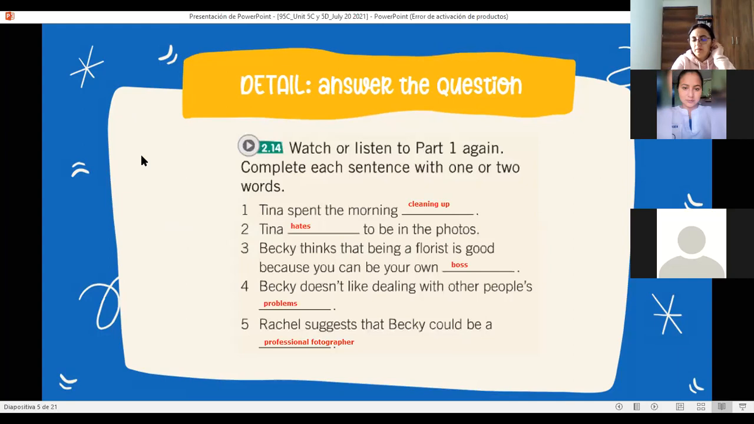Yes, this would be the right answer. Rachel was suggesting that Becky could use her hobby of taking pictures and become a professional photographer. And this could be her job, okay? A job that she enjoys doing, something that she likes to do.